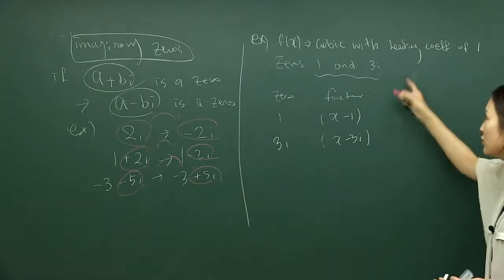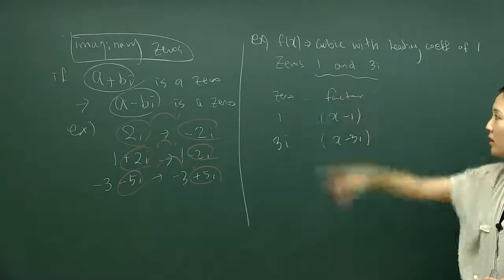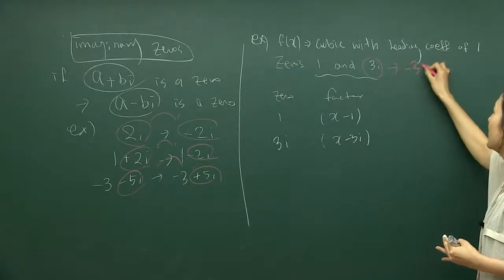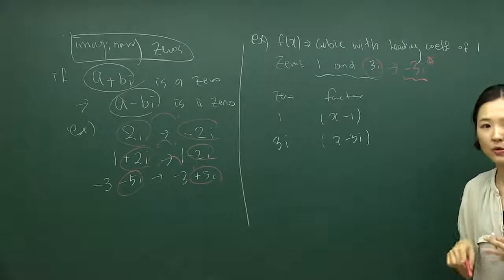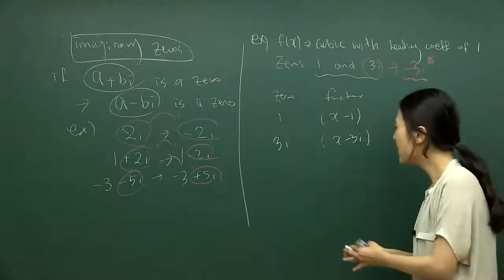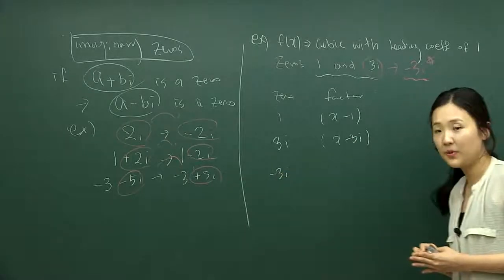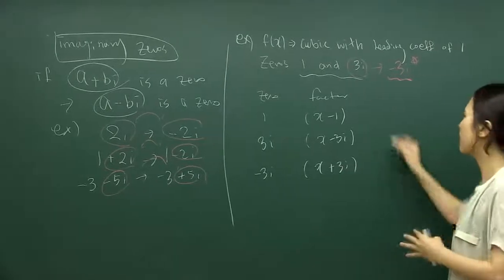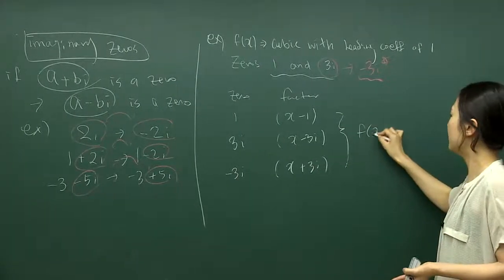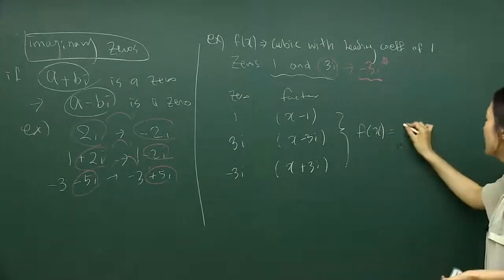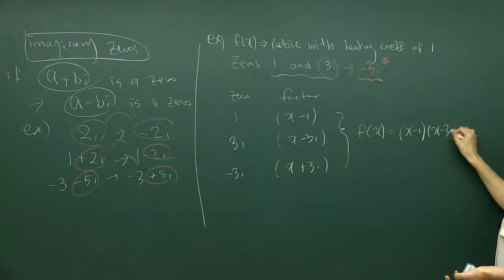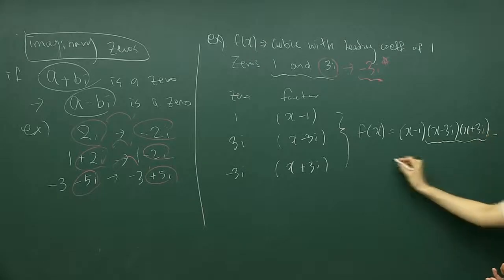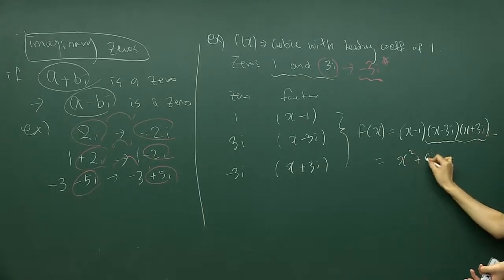But we know that there should be a third one because of the imaginary zero conjugate rule. Where there is a 3i, there must be negative 3i. Even though you don't see it, you need to know it. Hence, there is a third zero, negative 3i. So x plus 3i is a factor. From here, we just multiply the factors: x minus 1, x minus 3i, x plus 3i. Let's multiply out the latter 2, which will give you x squared plus 9.